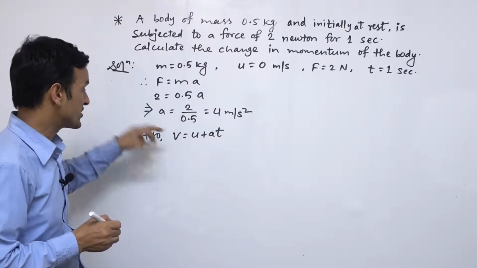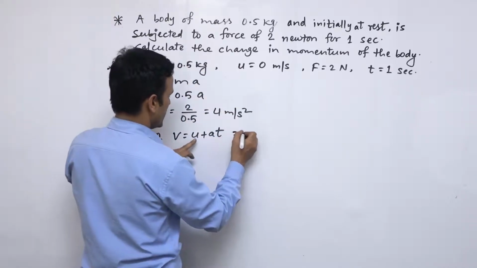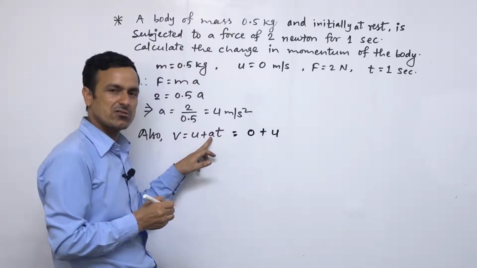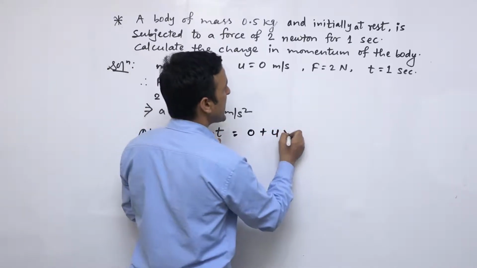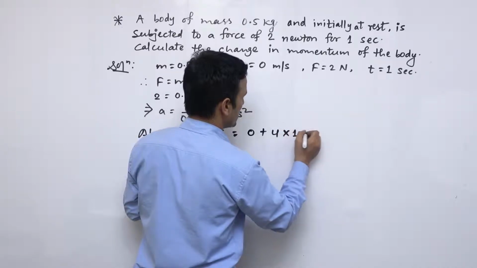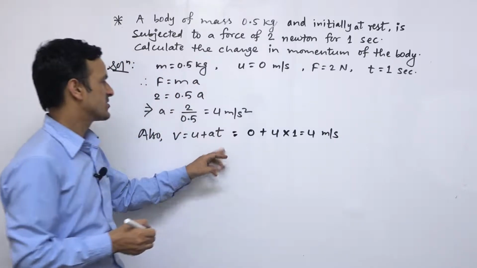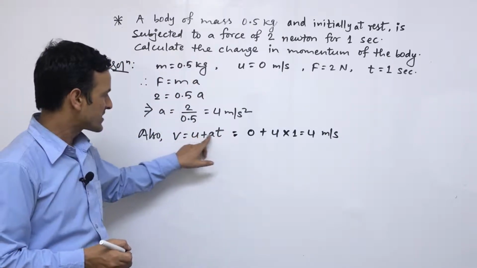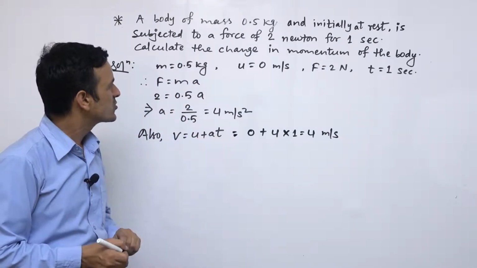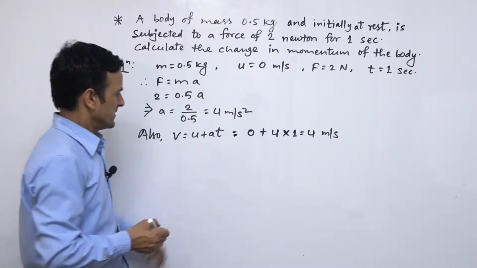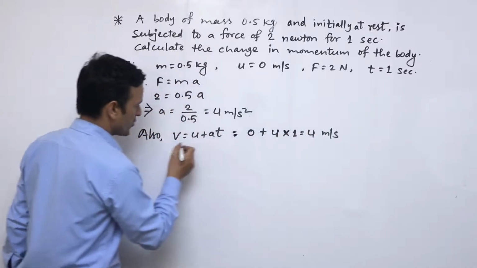So the final velocity will be u, which is 0, plus a, which is 4. Acceleration is 4 and time is 1. So it will be 4 meter per second. Time is 1, but acceleration is also 4. In this way, we can find the value, and velocity is also 4.